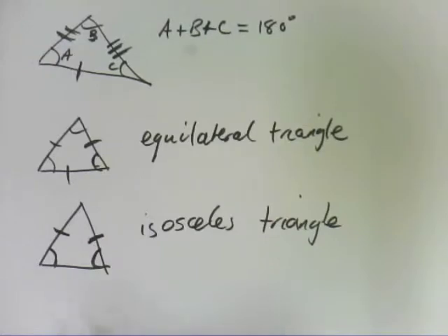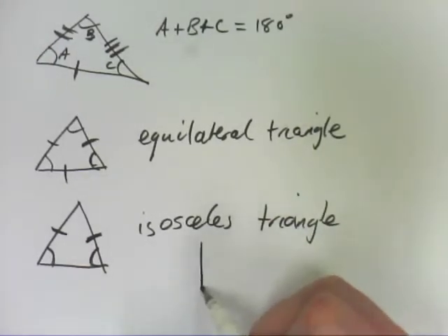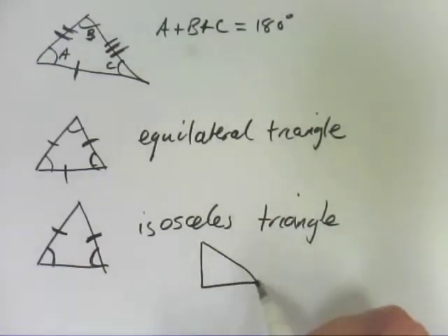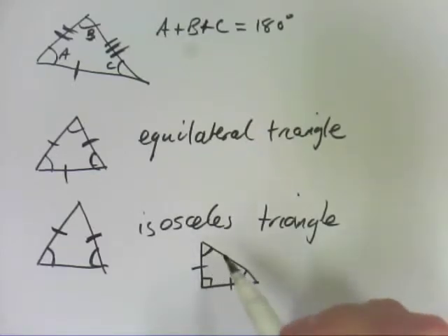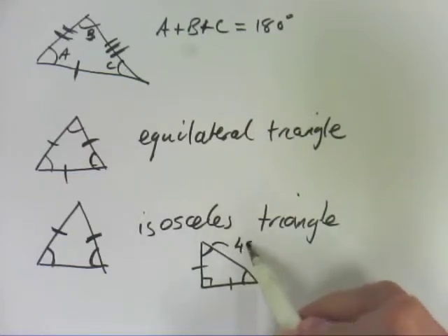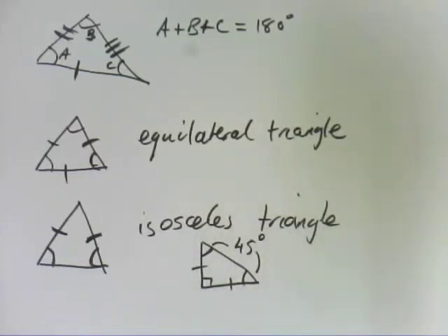Alright, and you can come up with fancy right-angled ones, where this and this side are the same, and that's 90. Now if all the angles in a triangle add up to 180, that means between this angle here and this angle here must be 90. If you split that in half, each of these angles is 45 degrees. Alright, so each of those angles is 45 degrees.